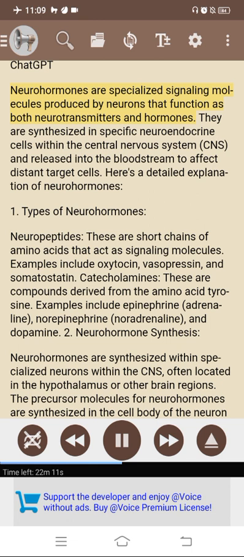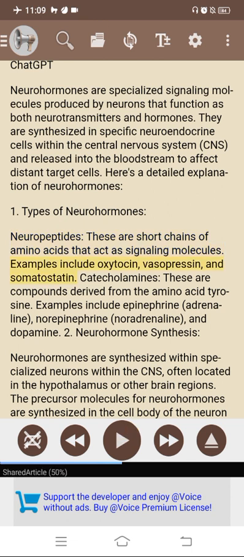Neurohormones are specialized signaling molecules produced by neurons that function as both neurotransmitters and hormones. They are synthesized in specific neuroendocrine cells within the central nervous system (CNS) and released into the bloodstream to affect distant target cells. Here's a detailed explanation of neurohormones. 1. Types of neurohormones. Neuropeptides. These are short chains of amino acids that act as signaling molecules. Examples include oxytocin, vasopressin, and somatostatin. Catecholamines. These are compounds derived from the amino acid tyrosine. Neuropeptides. These are short chains of amino acids that act as signaling molecules. Examples include oxytocin, vasopressin.